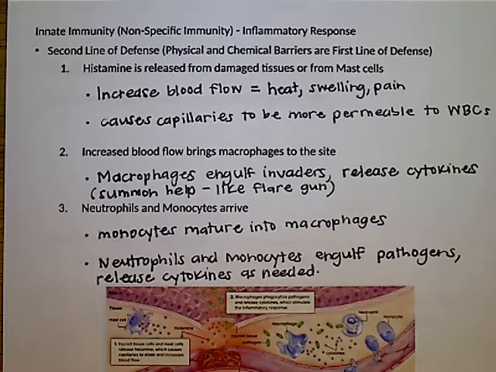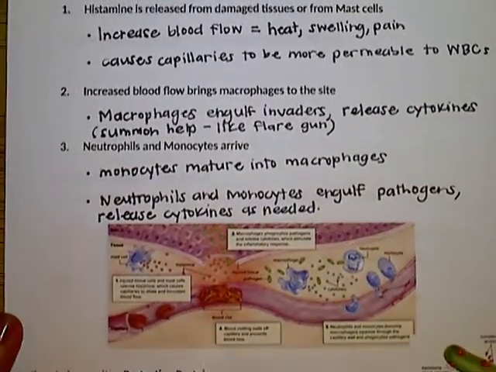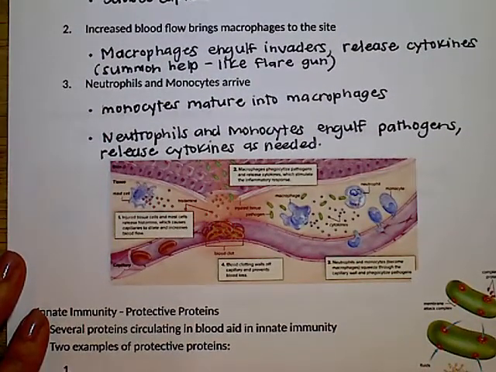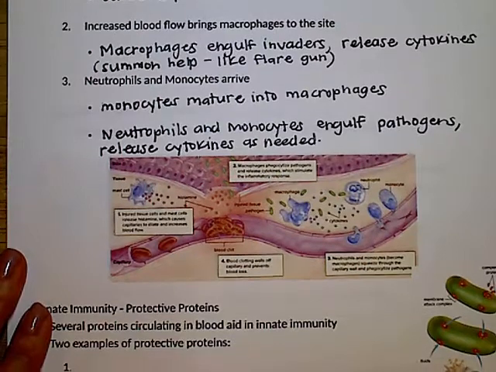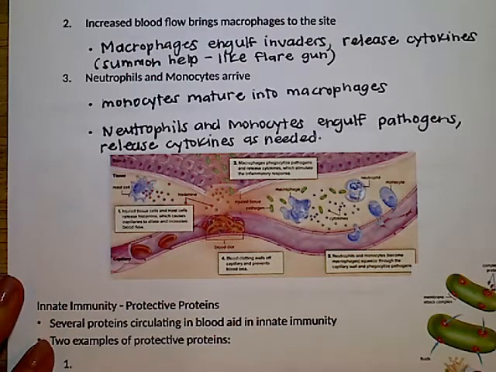Okay, so histamine is released. This is going to increase blood flow, cause the capillaries to be more permeable to those white blood cells. It's going to bring in more macrophages so they can engulf the invaders. That will cause them to release cytokines, kind of like setting off a flare gun. You also have the neutrophils and monocytes engulfing pathogens and releasing cytokines.